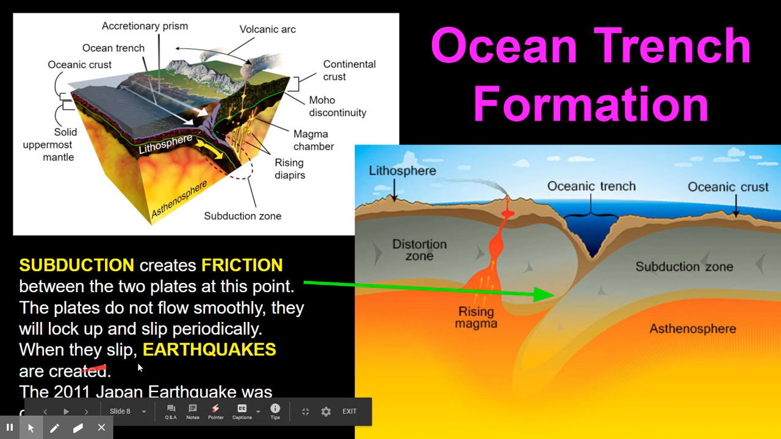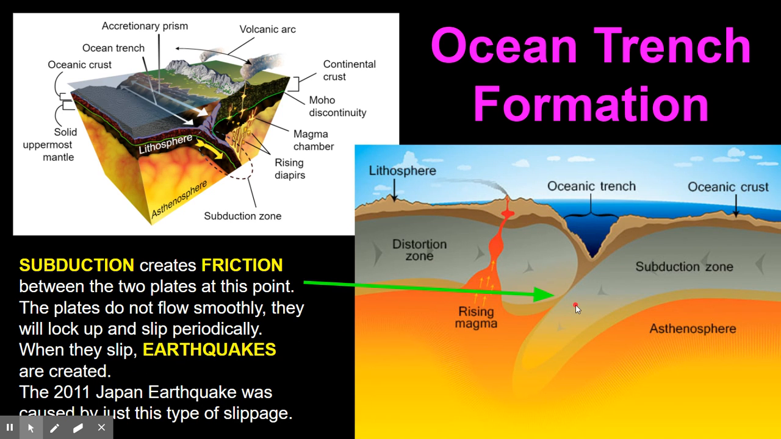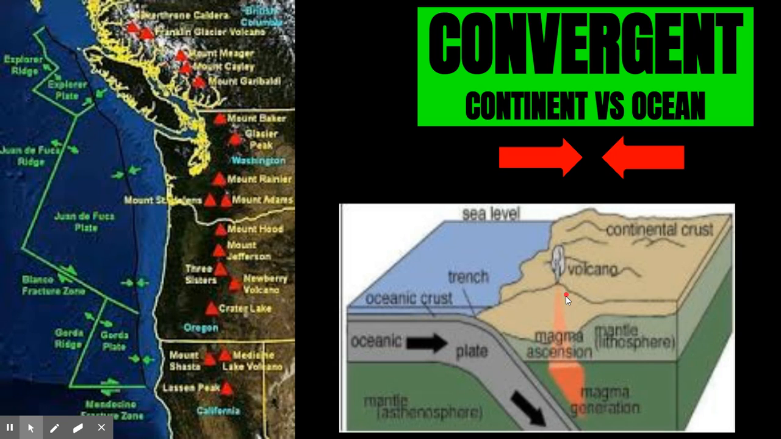And yesterday we talked about the 2011 Japan earthquake, and this is exactly the process that created that earthquake. All right, and so to finish up, let's talk about what happens when a continent and an ocean collide. It's really the same thing as when two ocean plates collide, except that the volcanoes are created on land and not in the middle of the ocean. So we still get trench formation right here as this plate subducts underneath the other, and then we get this line of volcanoes that form on the coastline.